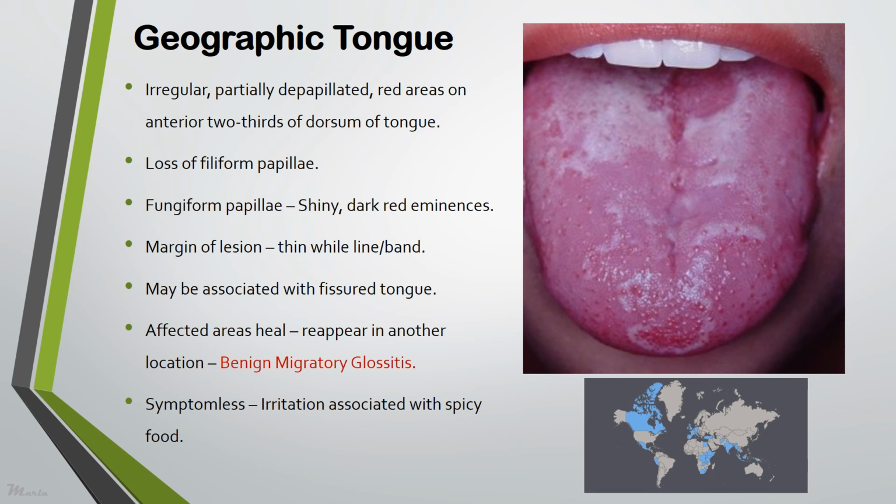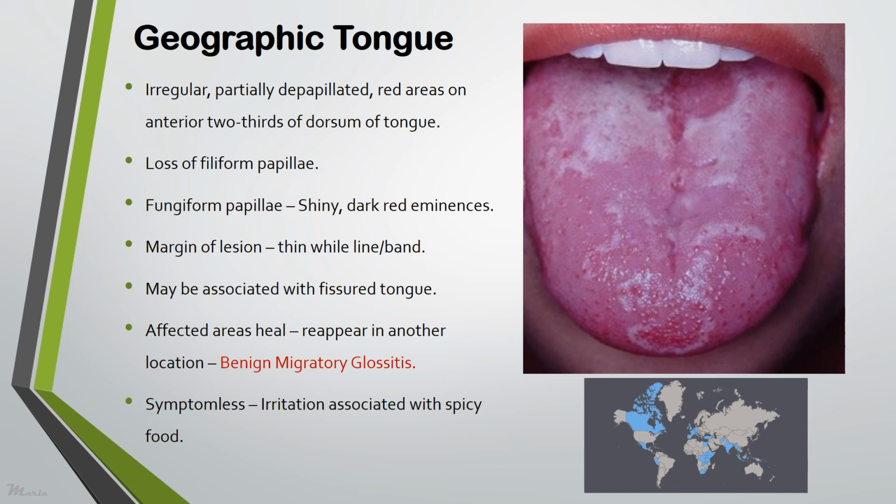Another pathology termed a miscellaneous disorder of the oral cavity is what we refer to as the geographic tongue. Other terms used in relation to this lesion are benign migratory glossitis. This pathology presents as irregular, partially depapillated red areas on the anterior two-thirds of the tongue. These depapillated areas will generally show loss of filiform papillae, such that the mucosa appears reddish.